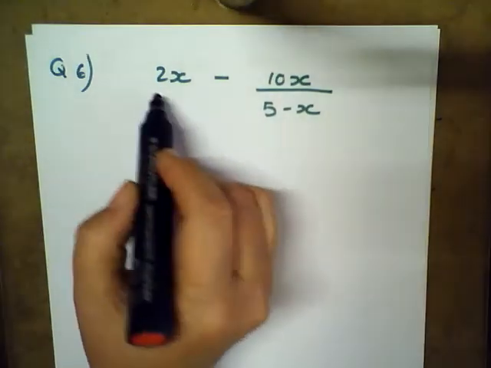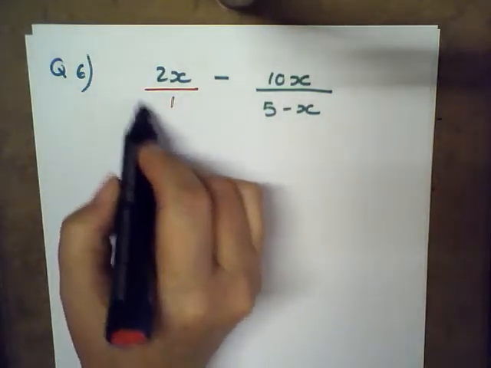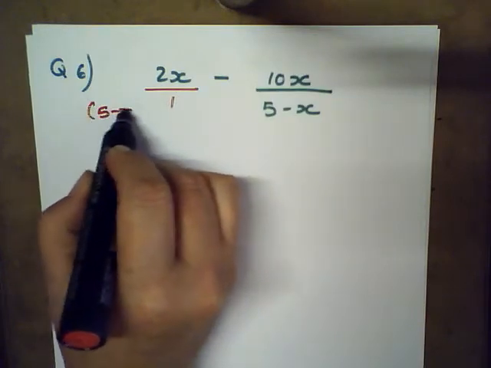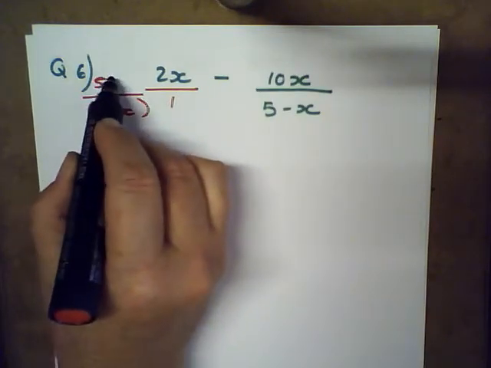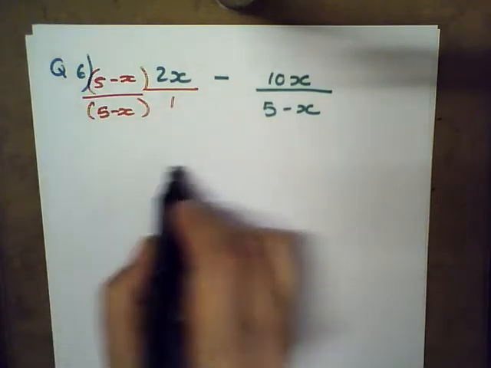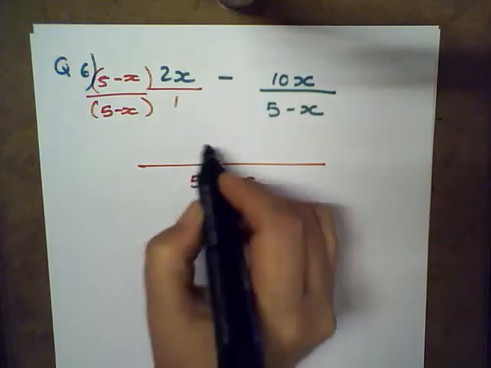Okay, there I've got a denominator of 1. So I need to multiply this fraction with that denominator, 5 minus x. If I do it in the denominator, I must also do it in the numerator. Good, so that as a single fraction, so 5 minus x.